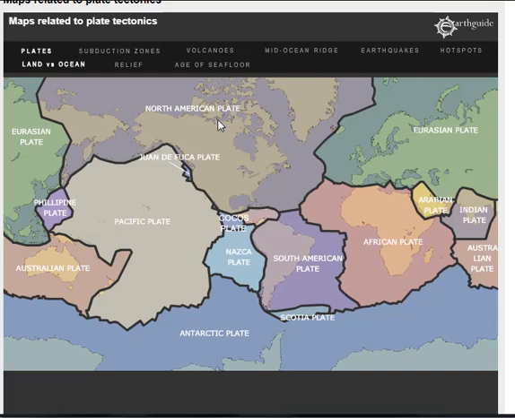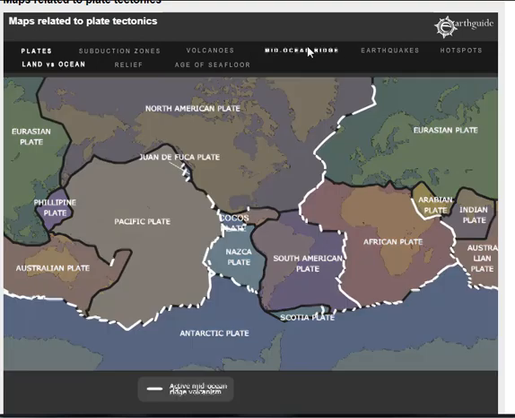Where is the North American plate being created? The North American plate is being created where there's a spreading zone. So let's look to see where the mid-ocean ridges are. This indicates the mid-ocean ridges, and that means that there are spreading zones. So the North American plate is being created here.